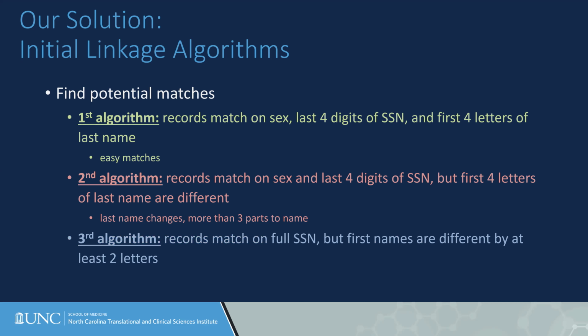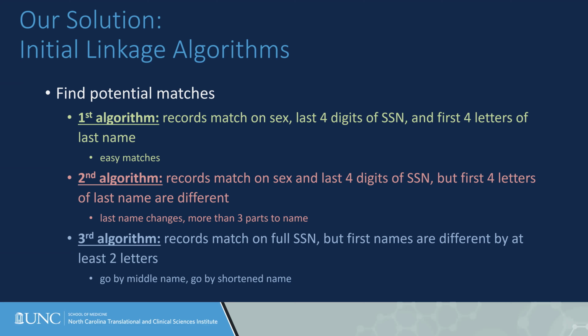And then the third algorithm is a little different still. It looks for a full match on the social security number, but looks for first names that are different. Again, this can help us to catch those situations like someone going by their middle name or going by a shortened form of their name, and then that ending up being recorded differently in those 2 different systems.